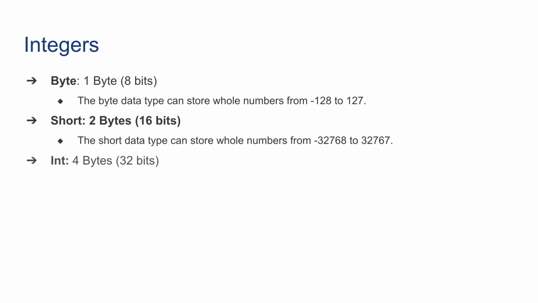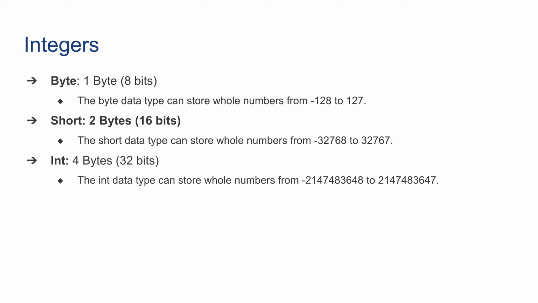Okay, and the one that is the most commonly used is int, integer. Int is a 4 byte number type, also 32 bits. So the int type can store whole numbers from a little below negative 2 billion to roughly 2.1 billion. And this is the most commonly used.